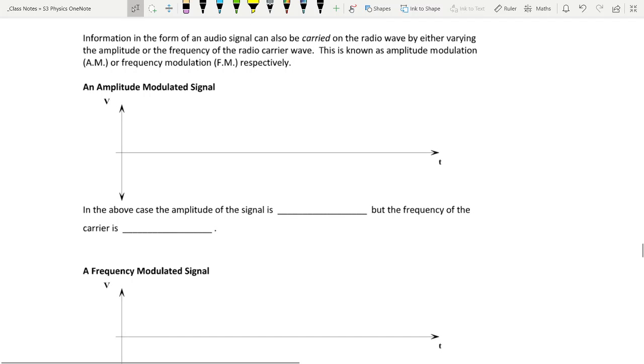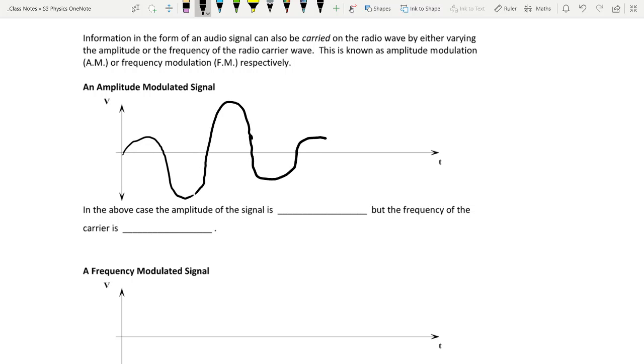So an amplitude modulated signal is, we're going to draw one. We're going to draw constant frequency, so the width of the wave shouldn't change, but the height of the wave will. This is a tricky part. You want them all to be the same width, but they can be different heights. So in the above case, the amplitude of the signal is changed and the frequency of the carrier is constant. The width of the waves shouldn't change, but the height should.